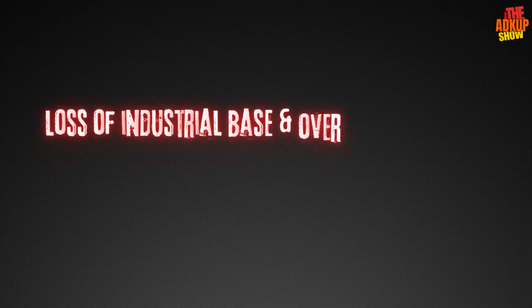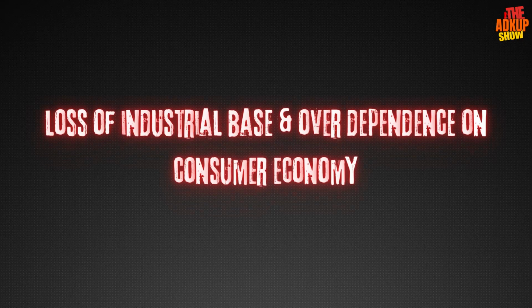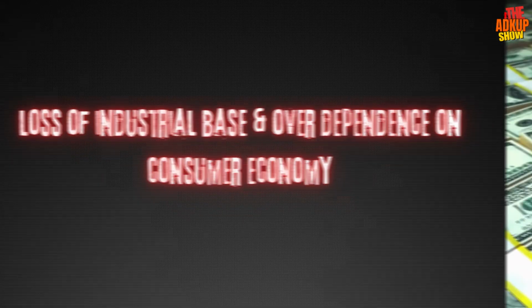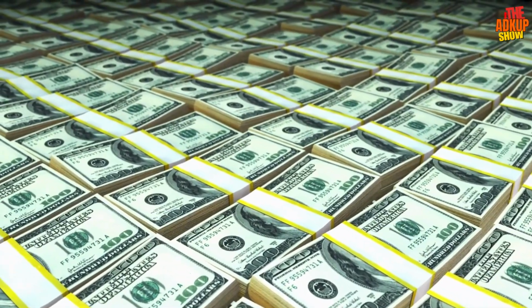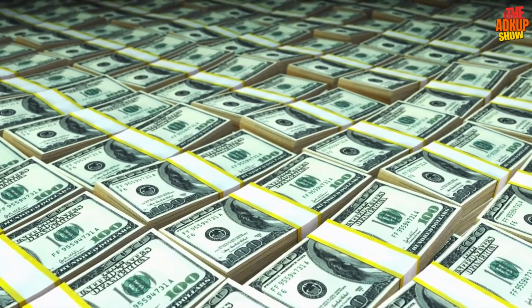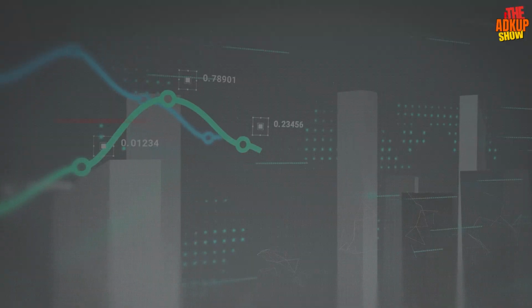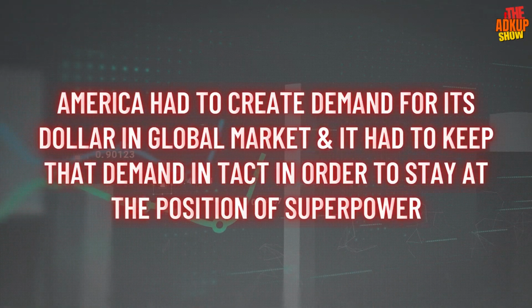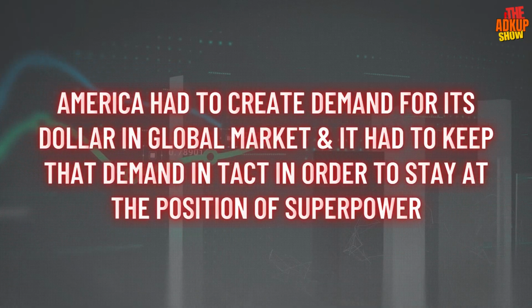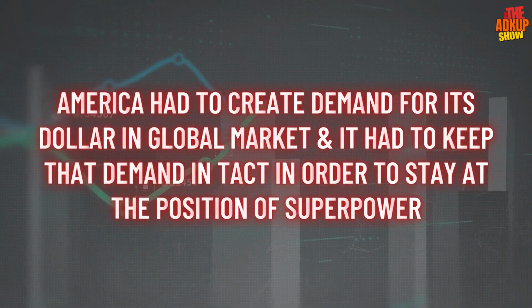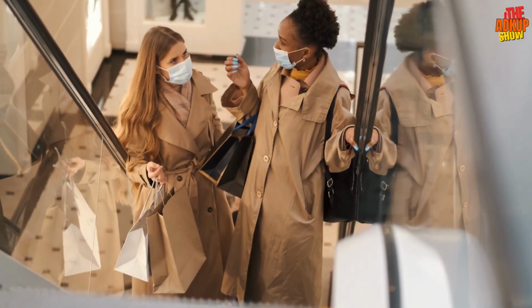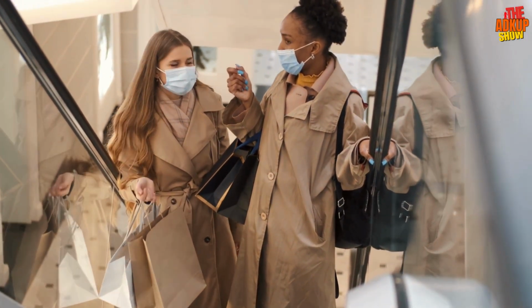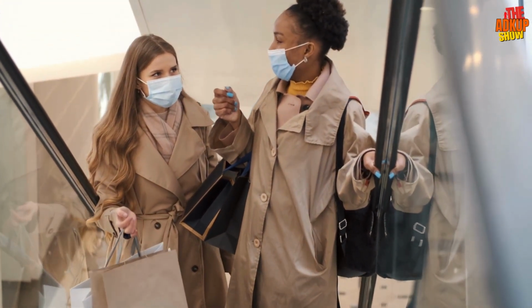The second reason is loss of industrial base and over-dependence on consumer economy. When America turned its dollar into the global reserve currency, which happened for the first time in history, it had to create demand for its dollar in the global market, and it had to keep that demand intact in order to stay in the position of superpower. In order to do that, America turned itself into a consumption-based economy, which wasn't a great idea.